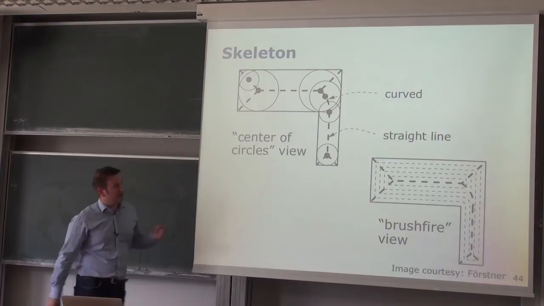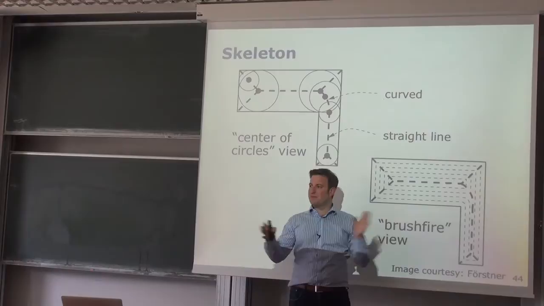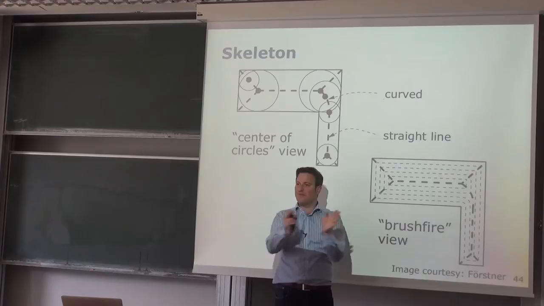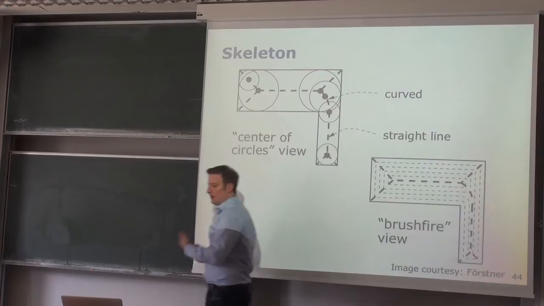So say we start a fire all at the border. Let the fire burn, assuming the fire moves with a constant speed. These are actually those lines where the flames meet. And then we actually get this structure. Kind of two explanations of the same thing.